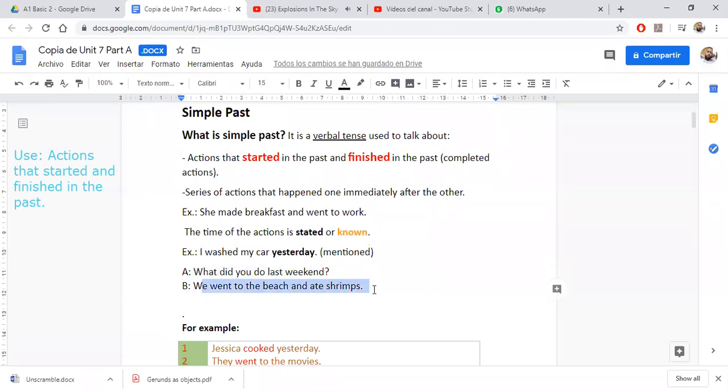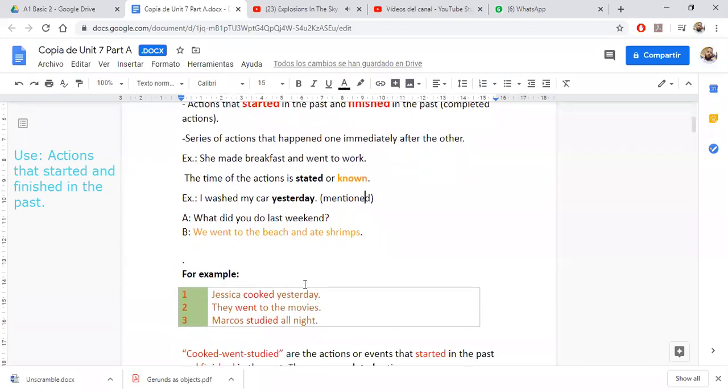So I went to the beach and ate shrimps last weekend, okay? I don't have to mention that because this person says, what did you do last weekend? Since the time expression was already mentioned before, I don't have to repeat it. And I just answer with the actions, with the plain answer, with the plain actions. I went to the beach and ate shrimps. So in this sentence, the time expression is none. Cool.